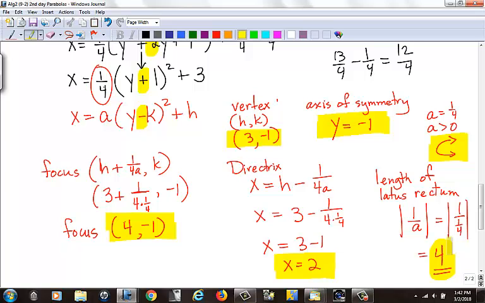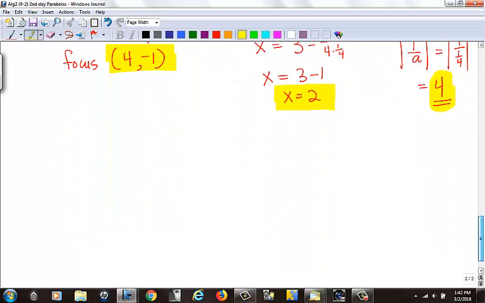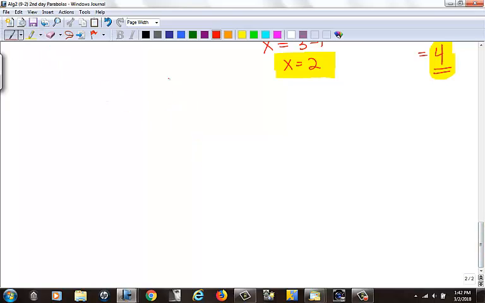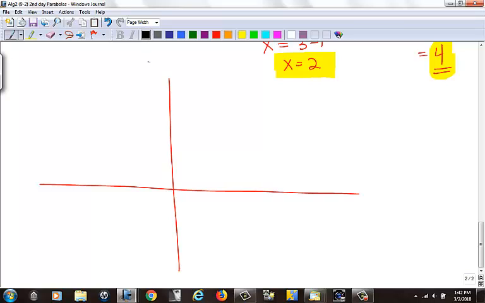Okay, and then the very last thing you do is you take that information and graph it. Before, I would have said make a table of ordered pairs. But for right now, we're just going to use what we just calculated. So a little sketch. The very first thing, the vertex is 3, -1. So go to the right 3, and down 1, and plot a point. That is your vertex. And we know it opens to the right from there.